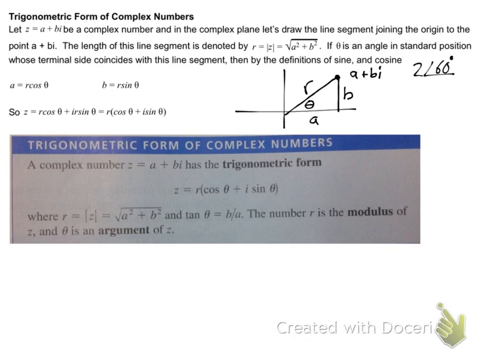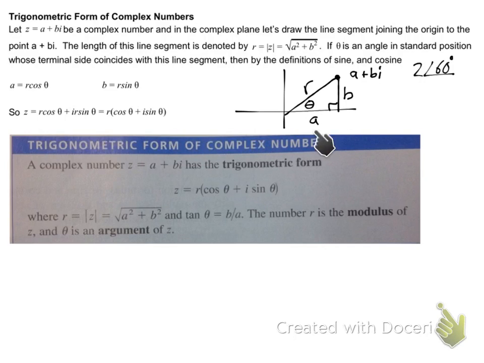r is the absolute value of z, or the modulus: the square root of a squared plus b squared. That makes sense since we have a right triangle. I didn't write the right triangle in there, but we have one. Does everybody agree with this? We just did this anyway. So we agree that r can be the square root of a squared plus b squared.